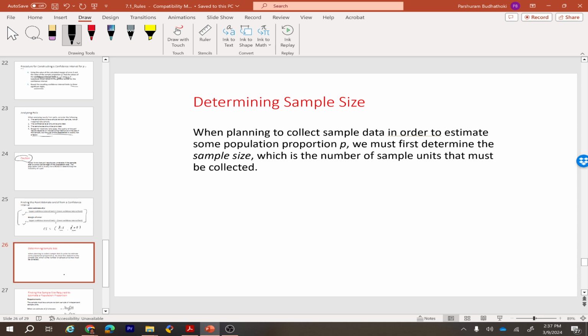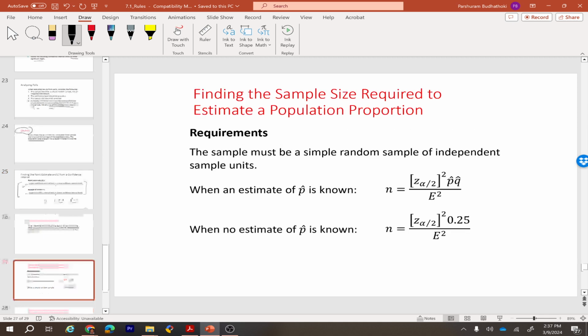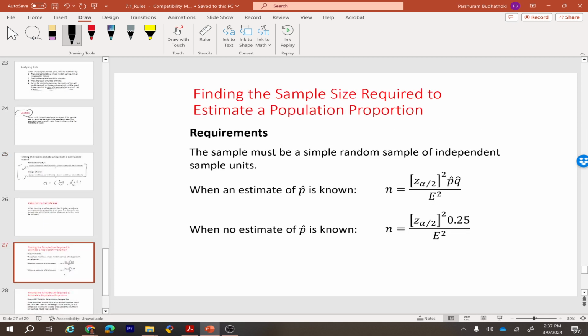Sometimes we need to find out the sample size for a certain level of confidence or for finding the confidence interval, and there is a formula for finding the sample size. If you have information about the sample proportion, then this is the formula that can be used for finding the correct sample size to get a certain level of confidence. If the sample proportion is not given, then this is the formula we can use.